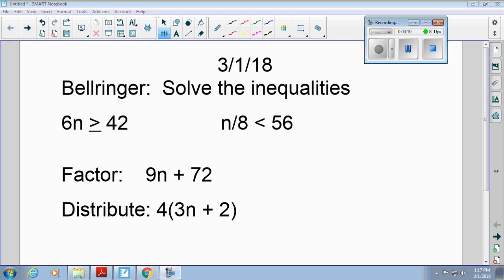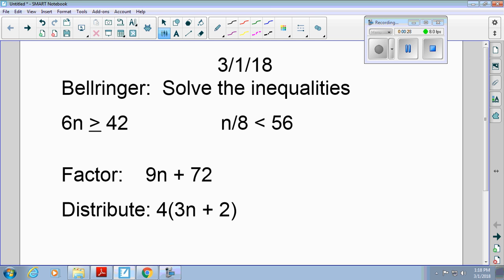So anyway, we are going to be talking about graphing inequalities and writing inequalities, which is lesson 34 in module 4 to be specific. But anyway, we're going to start with this bell ringer that the kids had today, and it said 6n is greater than or equal to 42.